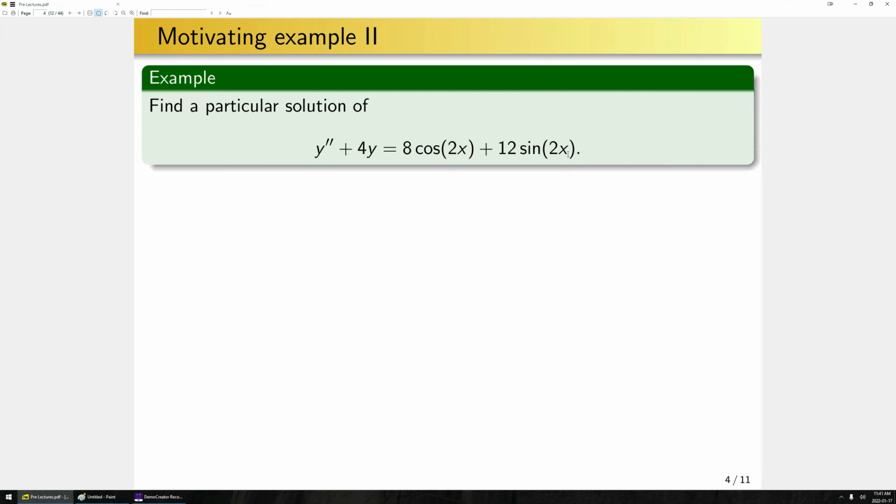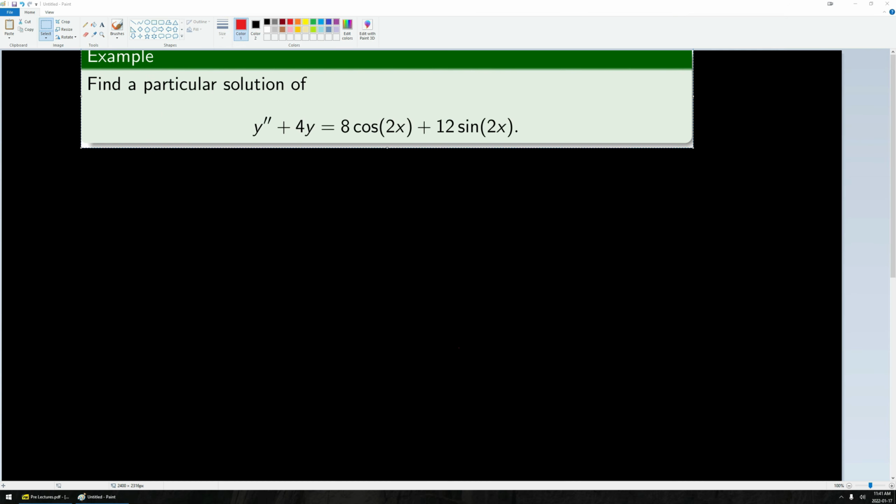Okay, so now that we've done that example, let's look at another example. So here we want to find a particular solution of this differential equation here. So let's just set this up in Paint. Okay, so this is the thing that I want to find a particular solution of. So last time we had great luck when we made the ansatz that y sub p was just equal to some constant, say C1 times cosine of, in this case, I would want 2x plus C2 sine of 2x.